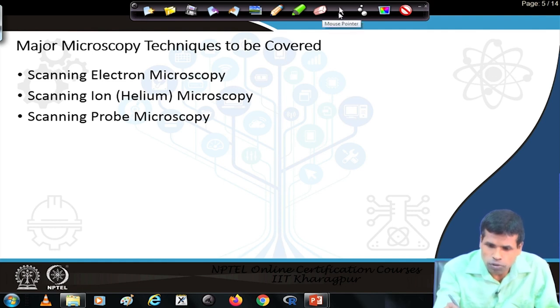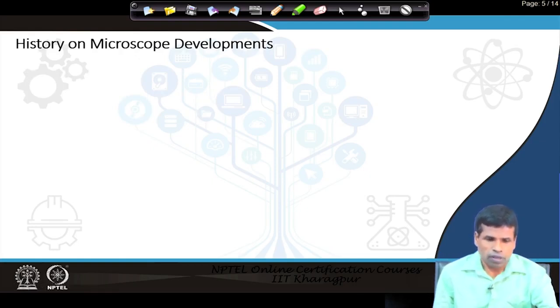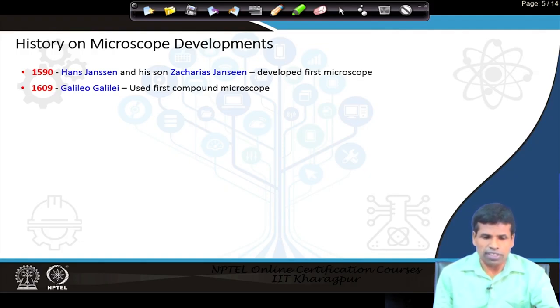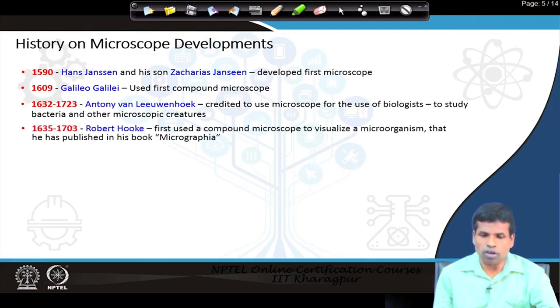Then let's go to the history of microscope development. The microscope was developed quite long back. First, in 1590, Hans Janssen and his son Zacharias Janssen developed the first microscope. Then in the early 17th century, Galileo first used the compound microscope. Then in the same 17th century, Leeuwenhoek used the microscope to study bacteria and other microscopic creatures. And then Robert Hooke used the compound microscope to visualize microorganisms, and he published his book, Micrographia, with hand-sketched pictures of the microorganisms.